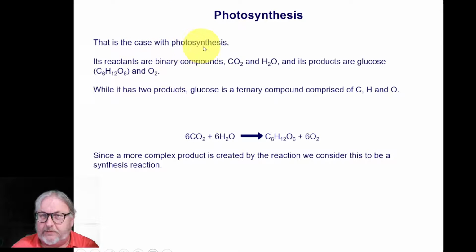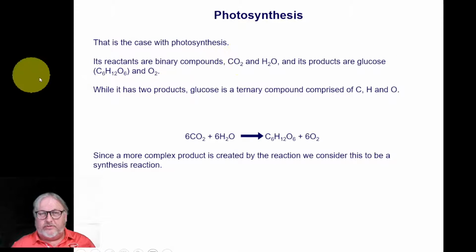So, y'all studied photosynthesis in biology. This is an example of a synthesis reaction that is not the cookie cutter A plus B yields AB. So we have 2 binary compounds, carbon dioxide and water, and the products are glucose and oxygen. So it's got 2 products, but glucose is a ternary compound, which has carbon, hydrogen, and oxygen. So a more complex product is created by the reaction, so we can consider this to be a synthesis reaction.